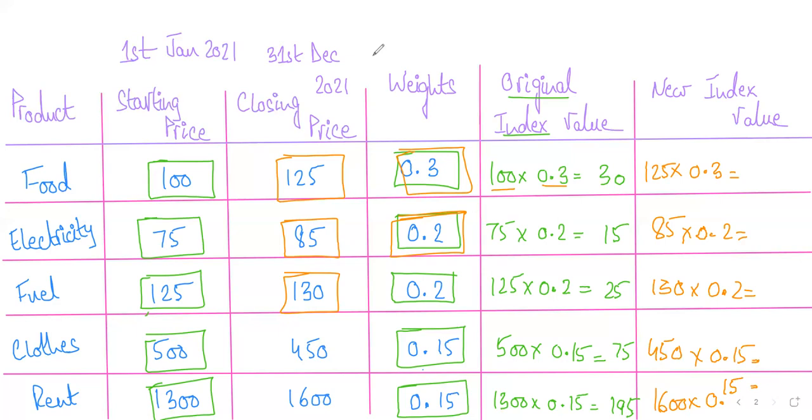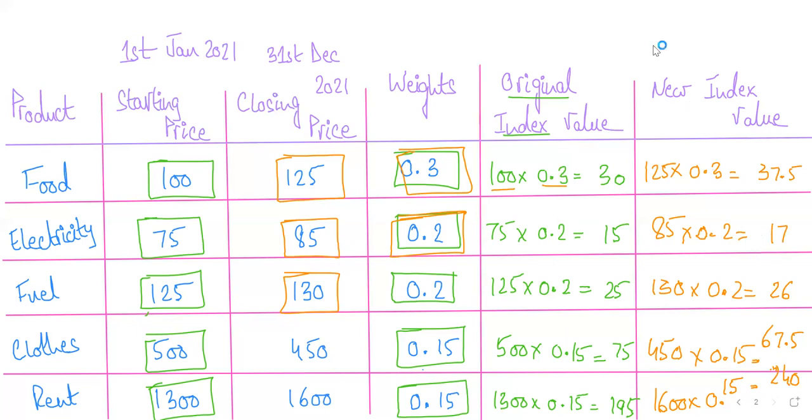Okay, now, 37.5, right? Then you have 17, then you have 26, then 67.5, and what's the last one? 1600 into 0.15 is 240. Got it. Okay, thank you so much. Right now, based on the new and the original prices, we calculated the original index value and the new index value.